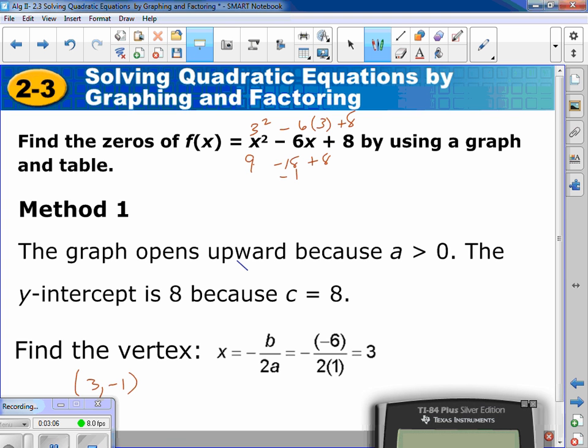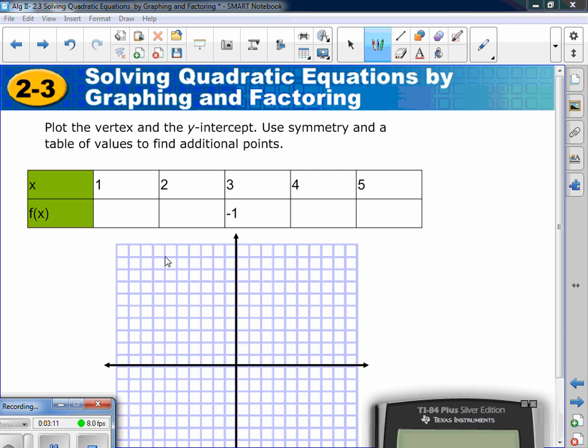So now that we have all those points, we know that the y-intercept was 8. We said that the vertex was 3, negative 1. From this, we could draw the U that goes through there. I know because the vertex is symmetrical, the same U has to come through the other side. So 1, 2, 3 gets me back to here. 1, 2, 3, that would have to be symmetrical. It's not perfect, but that's what your graph would look like.